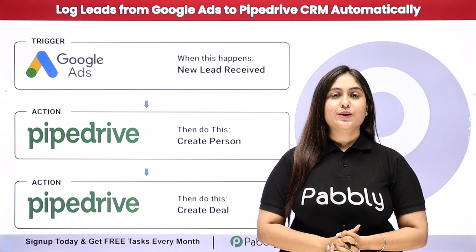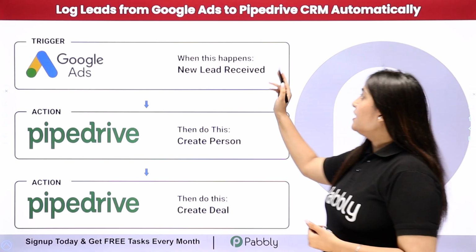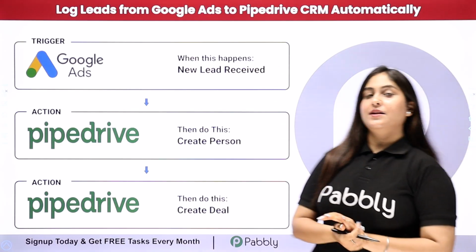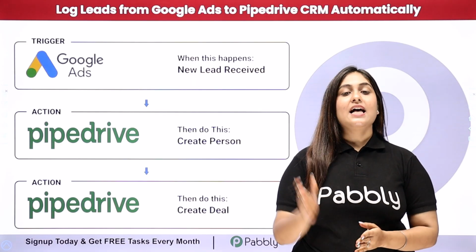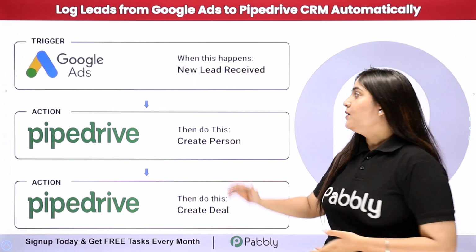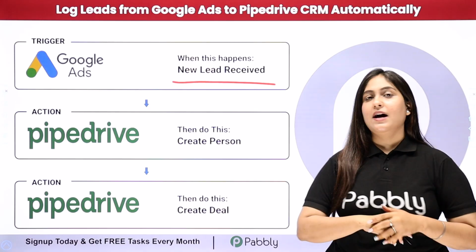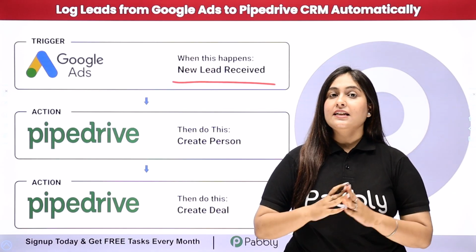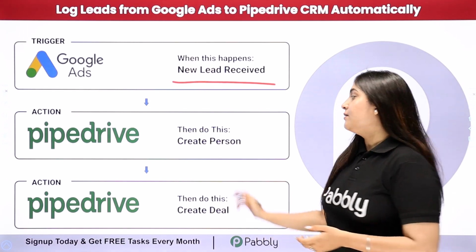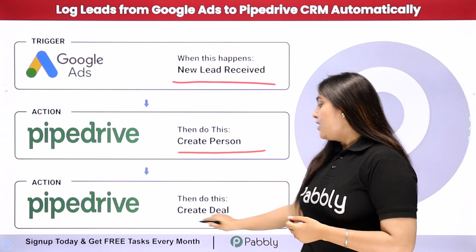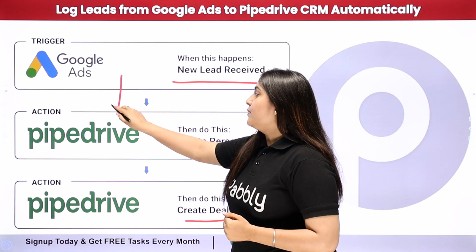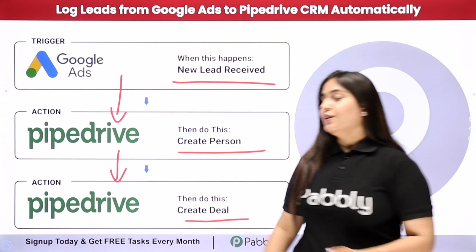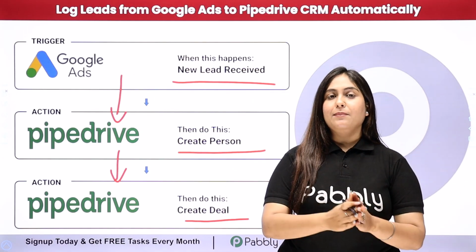In this video, we are going to understand how to log leads from Google Ads to Pipedrive CRM automatically. So I'm running some Google Ads for my own business, and here my objective is, as soon as I'm going to receive a new lead, then automatically a new person and a deal for the same lead should be created in my Pipedrive account. So now here to automate the entire process, I need to connect my Google Ads with my Pipedrive account using an automation software named Pabbly Connect.